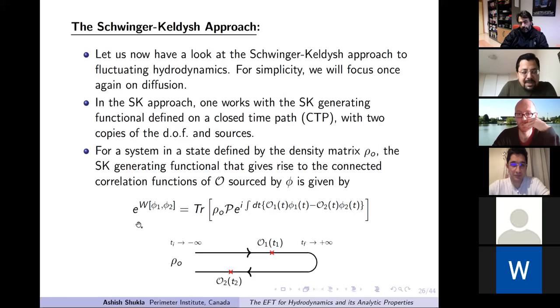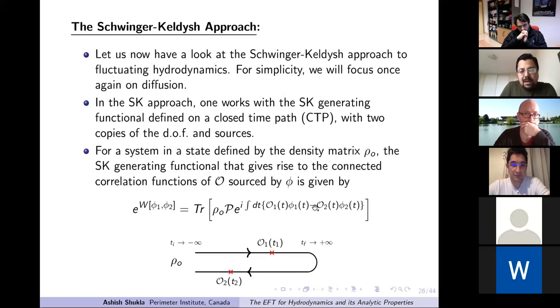So what happens is that if you want to compute the correlation functions of some operator O, then you work with a Schwinger-Keldysh generating functional, which I have written over here. It's e to the power W of phi1, phi2, where phi is the source for O, but I had to take two copies of it, phi1 on the upper leg, phi2 on the lower leg. And this generating functional is defined as a trace over rho naught. Rho naught is my density matrix, times path ordered integral e to the i dt of O1 phi1 minus O2 phi2. So this form makes it clear that phi1 sources the first copy O1 and phi2 sources the second copy O2.